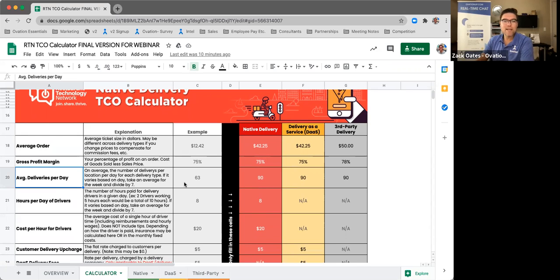Average deliveries per day, pretty self-explanatory. If you track your average deliveries per week, just take that number and divide it by 7. So you can get an average delivery per day and fill that number in there.